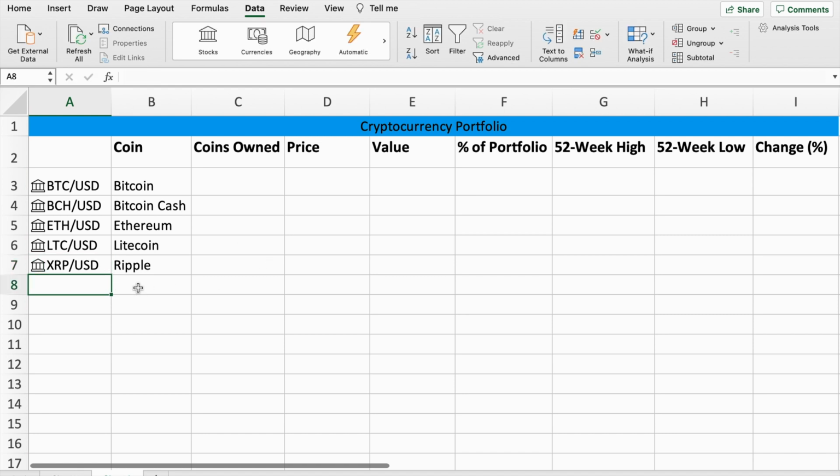Okay, so that's the most important part done. Now what this means is that we can now pull live data about these coins, and I'll show you how. So let's just assume we have one Bitcoin, 10 Bitcoin Cash, 10 Ethereum, 10 Litecoin, and 1,000 Ripple.